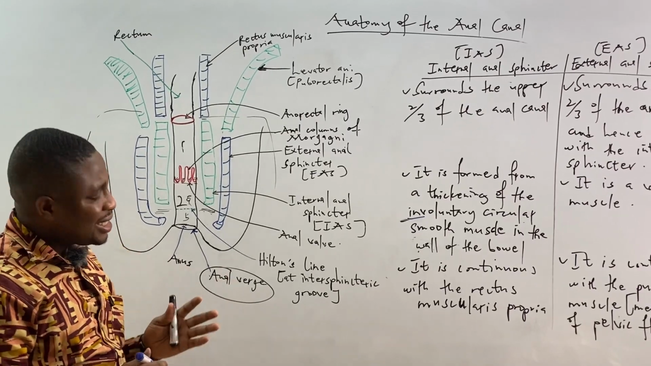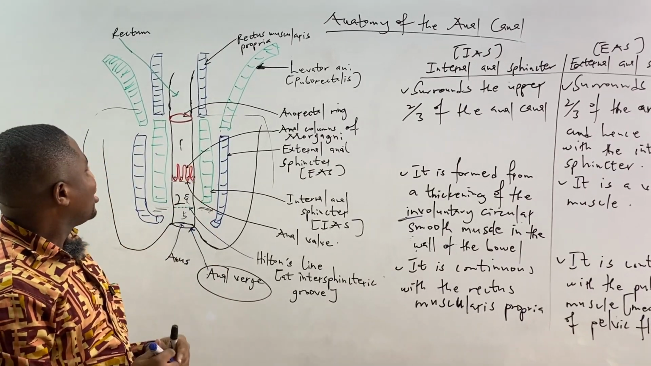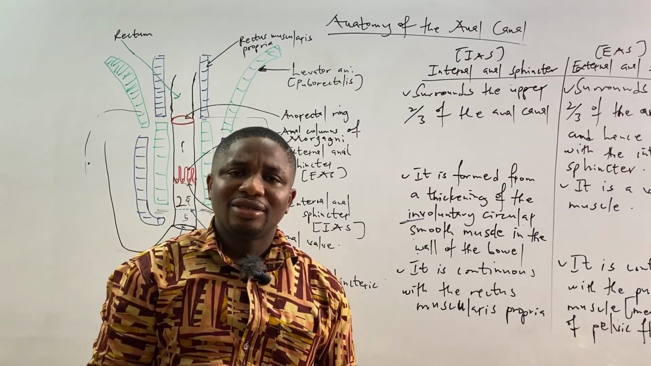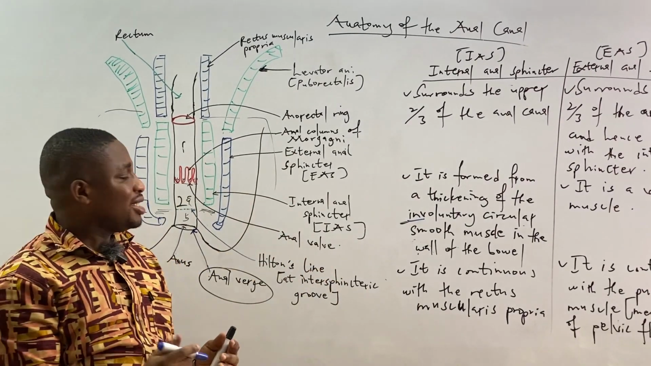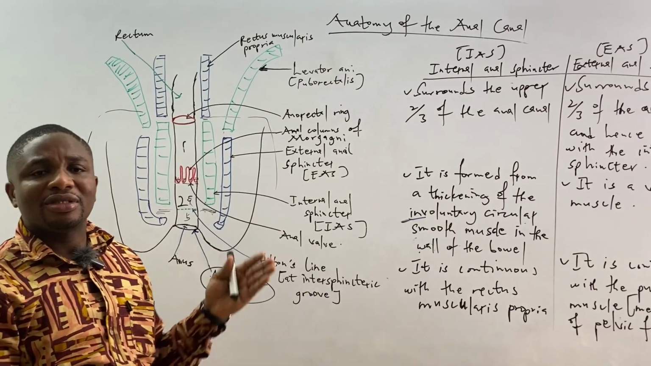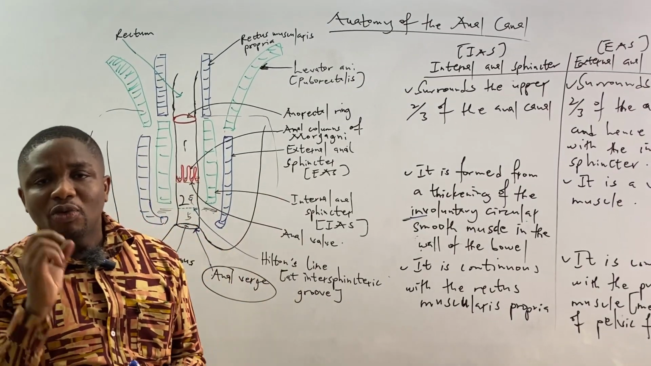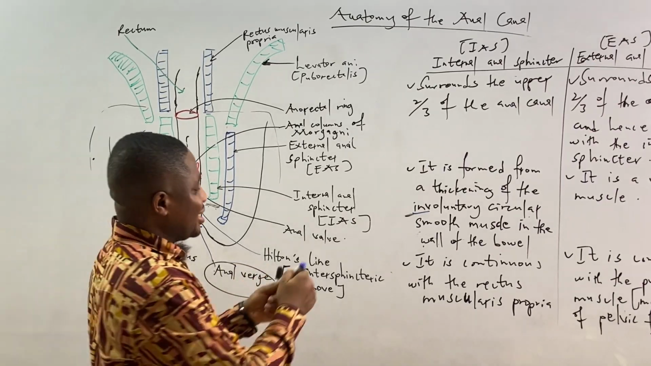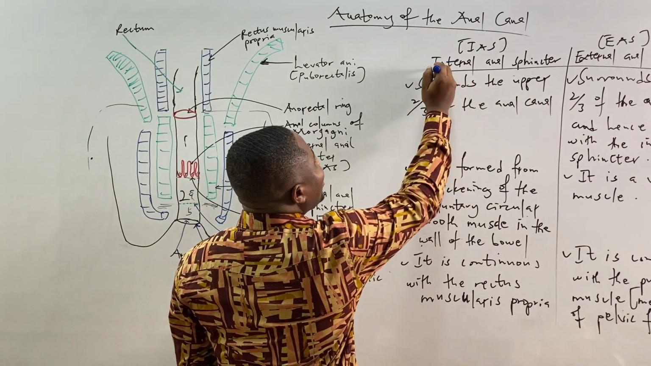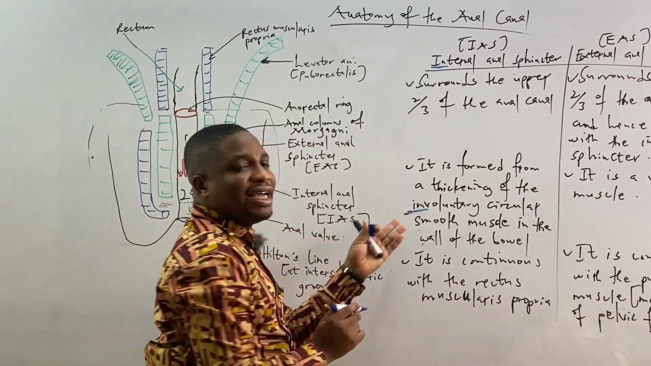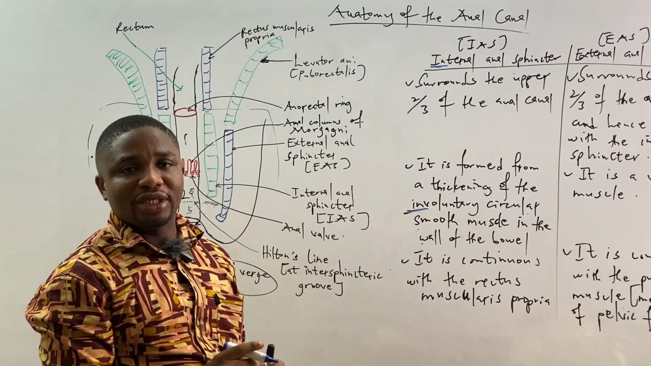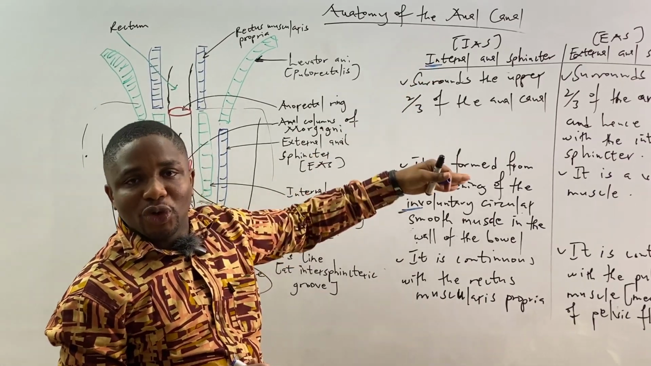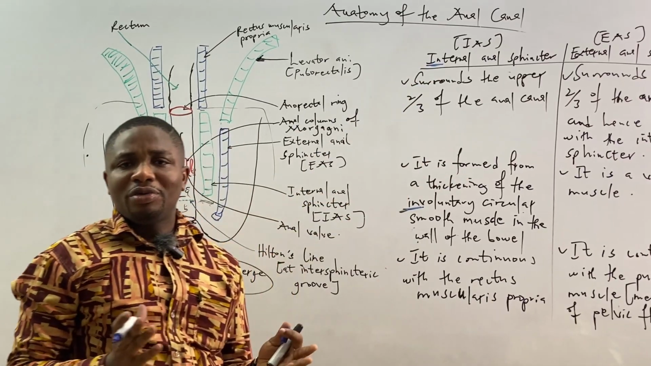Another thing you should know is that the internal anal sphincter is formed from a thickening of the involuntary circular smooth muscle in the wall of the bowel. So how do you know that it's involuntary? Internal, the "in" here, and the "in" in involuntary. So that is the trick. The internal is involuntary. I hope you get that.